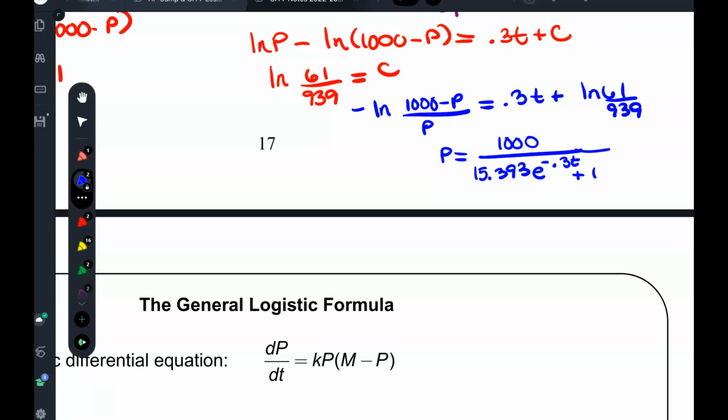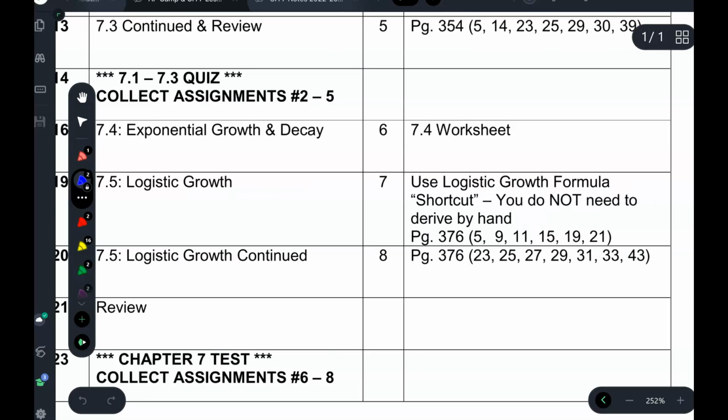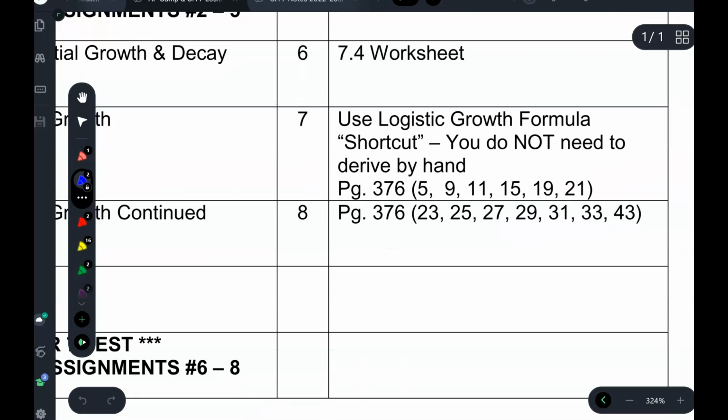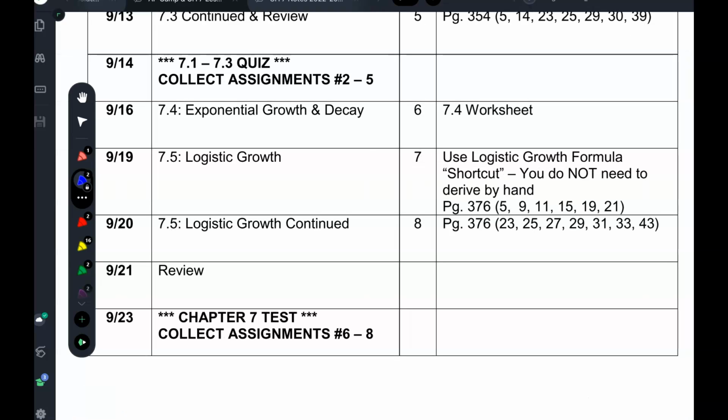In the homework, I specifically said, and we'll do more examples because I split the homework up in two, you do not need to derive by hand. So I'm actually glad we did what we just did, we derived by hand. You can go to the shortcut. I think I only assigned stuff with the population growth though.